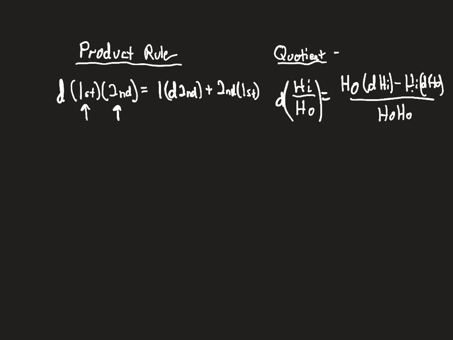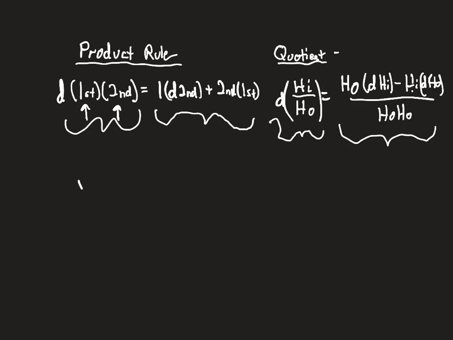So these are the ways that I remember these general rules. The product rule is the derivative of a product is the first times the derivative of the second plus the second times the derivative of the first. And the quotient rule, the derivative of high over ho, is ho d high minus high d ho over ho-ho. And I've just memorized those since high school. Those are stuck in my head. So let's do an example. Let's see how this kind of works with a problem.